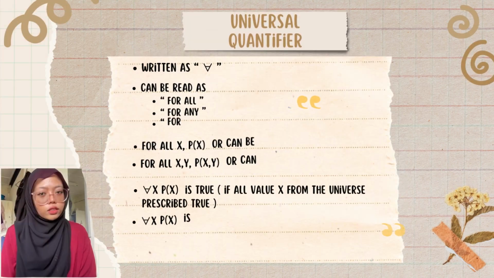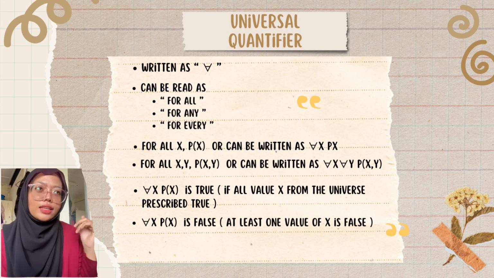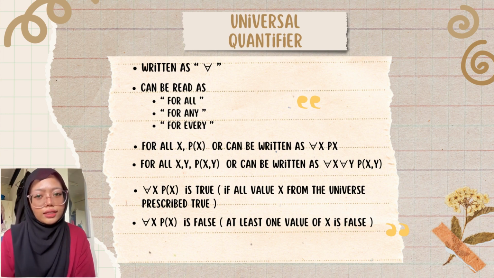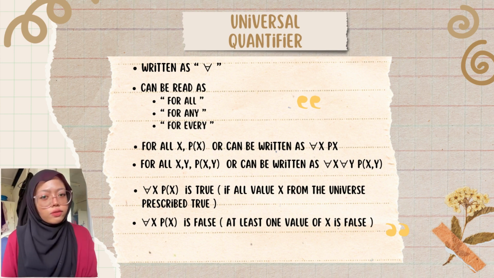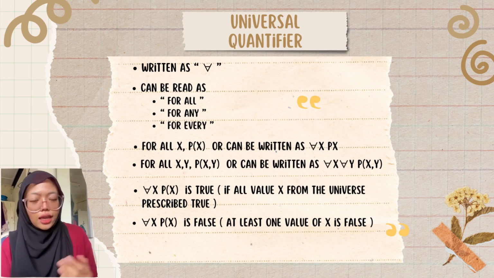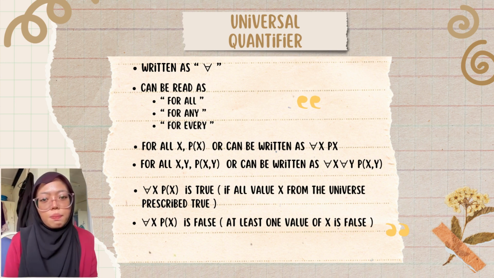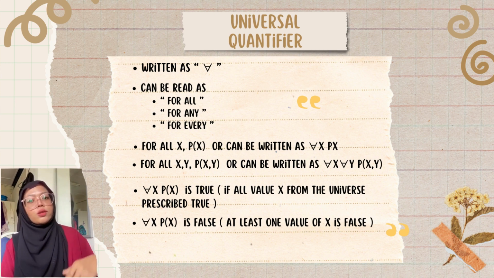The universal quantifier can be written as this symbol, which looks like in the slide. It looks like a upside-down A, and it can be read as for all, for any, and for every. For one variable, it will be for all x, P(x), or can be written like in the slide. And for two variables, it will be for all x, y, P(x, y), and can also be written as in the slide.